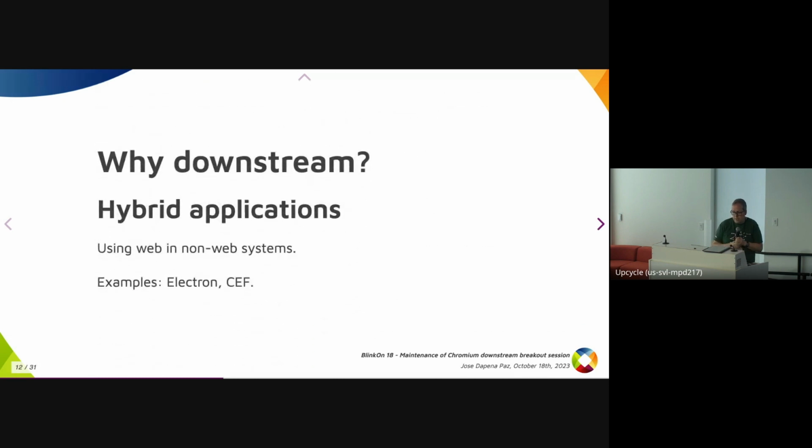to have a differentiation. Another reason for having downstreams is the support for hybrid applications. Like, okay, we have an application that is native, but it embeds web contents. An example of this could be Electron or CEF.